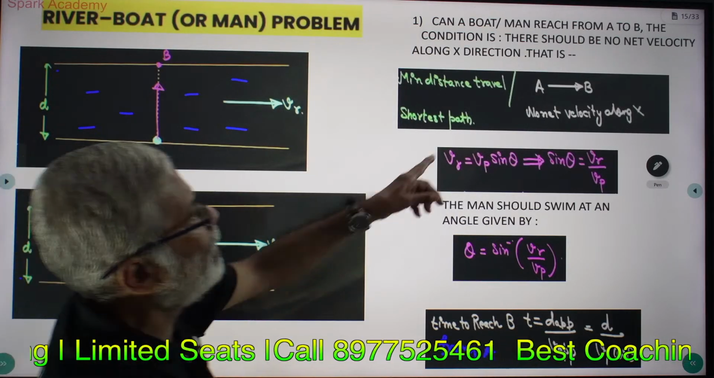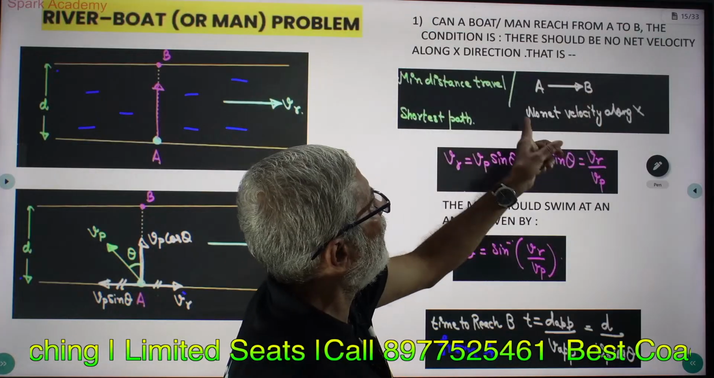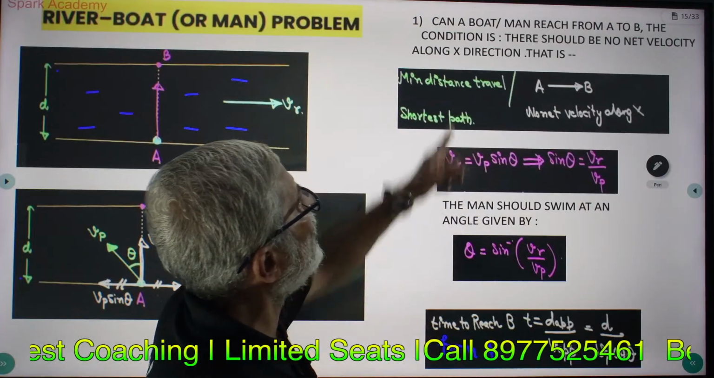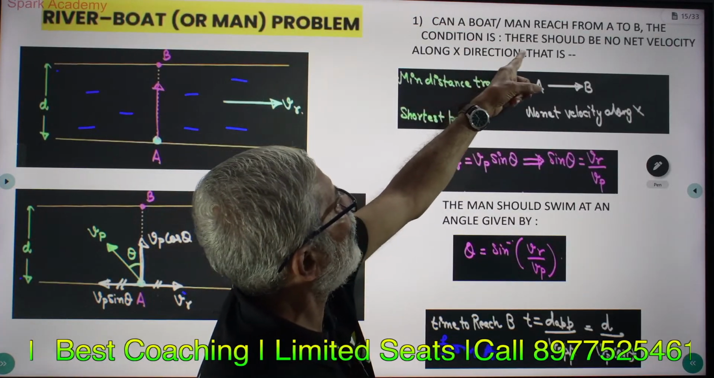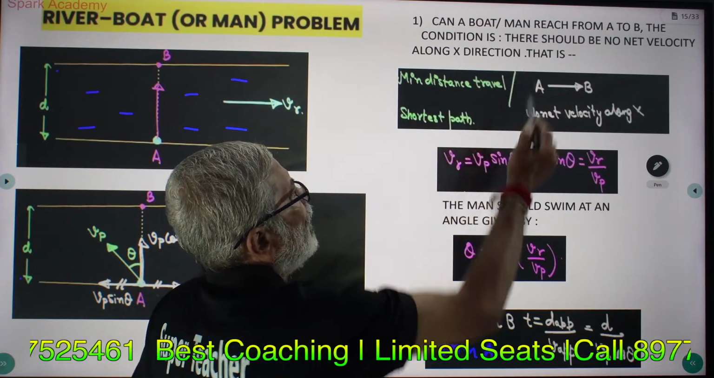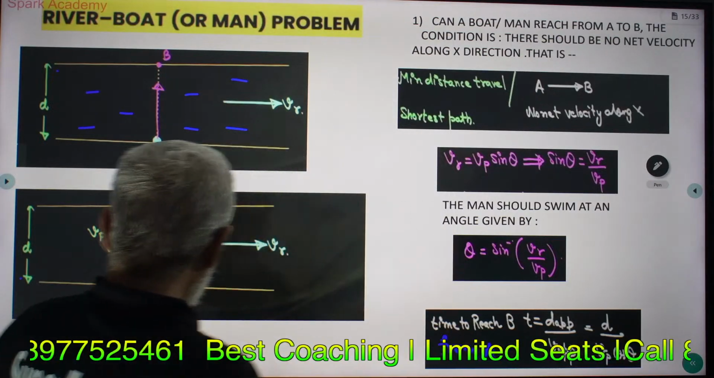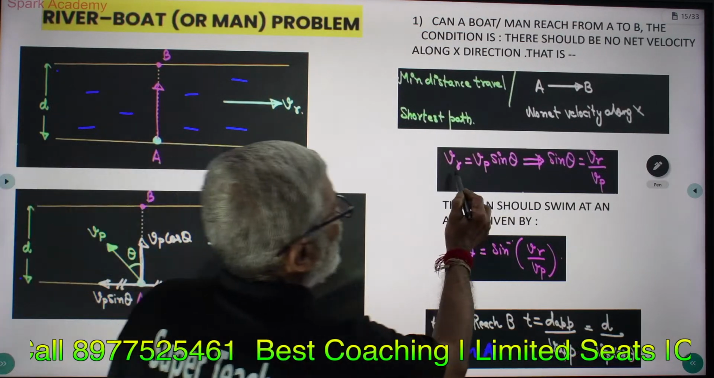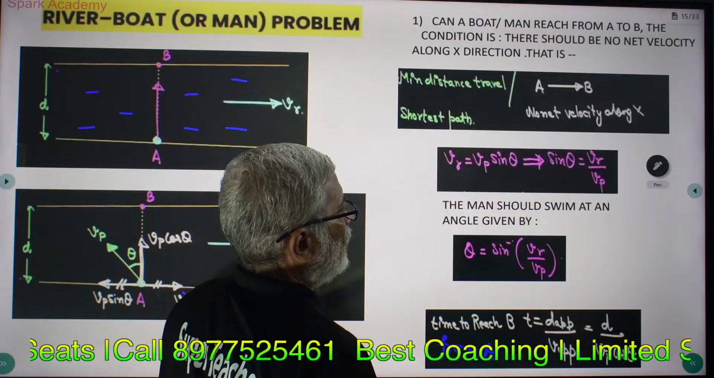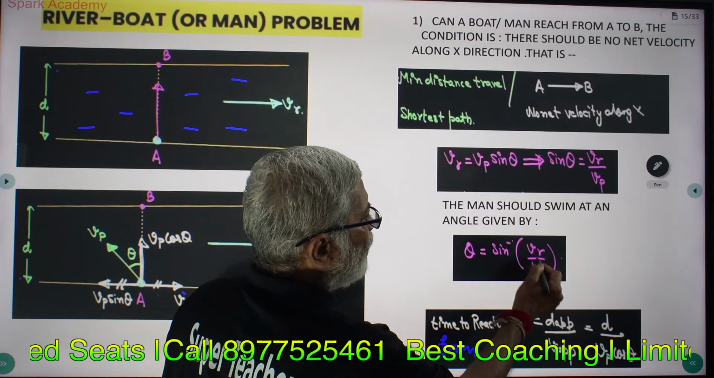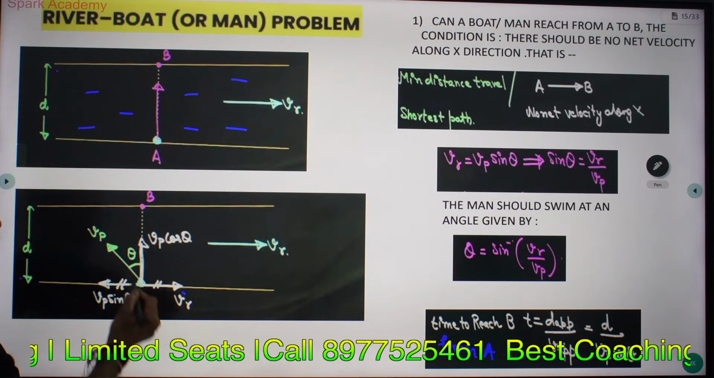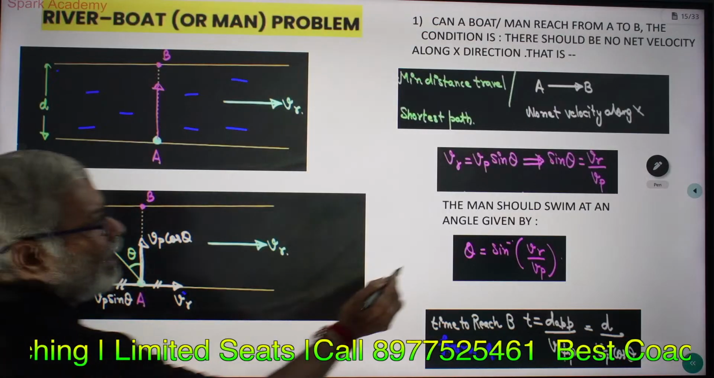So for the person to reach from A to B, there should be no net velocity along the x direction. That is the condition. If the boat or a man has to reach from A to B, there should be no net velocity along the x direction. So what is the condition? Vr should be equal to Vp sin theta. If Vr is equal to Vp sin theta, then sin theta is Vr by Vp. Similarly, theta will be equal to sin inverse of Vr by Vp. So the angle at which the boat or the person has to start is this.